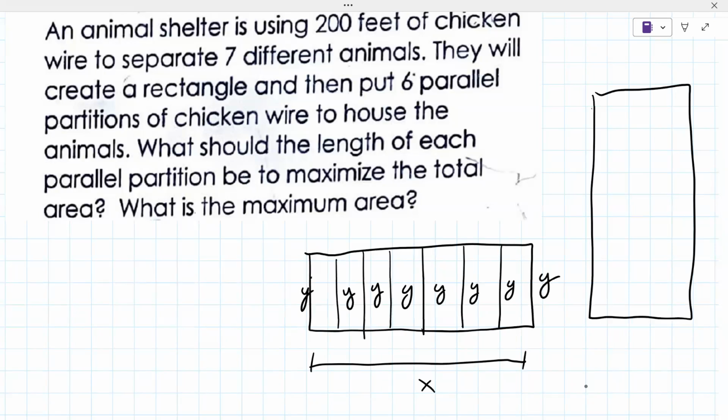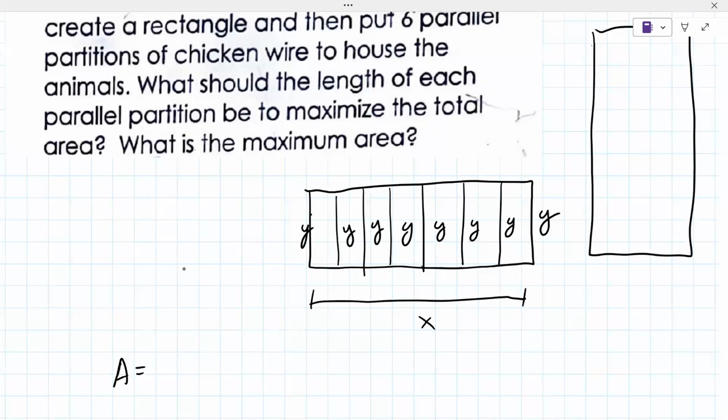So we're trying to maximize the area. The area is X times Y. But we have 200 feet. So would it be 200 minus, in this case, 6y? Actually you've got more than 6 Ys. You've got 8 Ys and 2 X's, because you've got the top and the bottom.